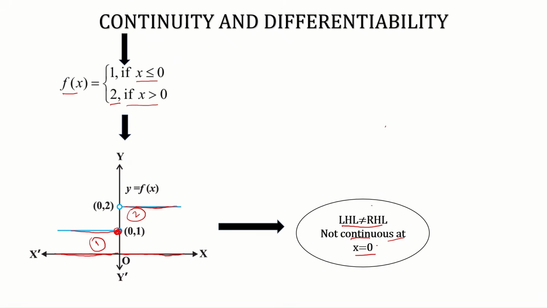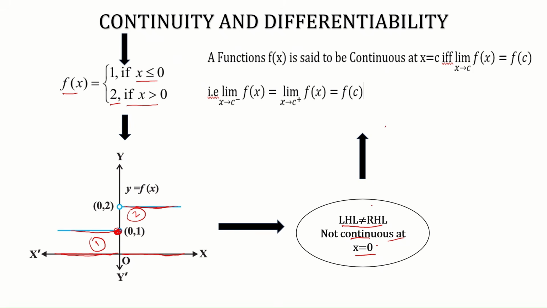From this example, I can define continuity. What is a continuous function? A function f of x is said to be continuous at x equal to c if and only if the limit exists. The limit existing means the left hand limit must be equal to the right hand limit, and that must be equal to the value of the function at x equal to c. When these three are equal, we can say that the function f of x is continuous at x equal to c.